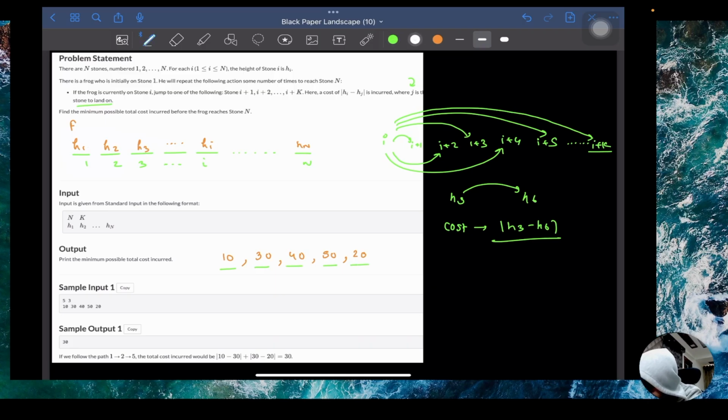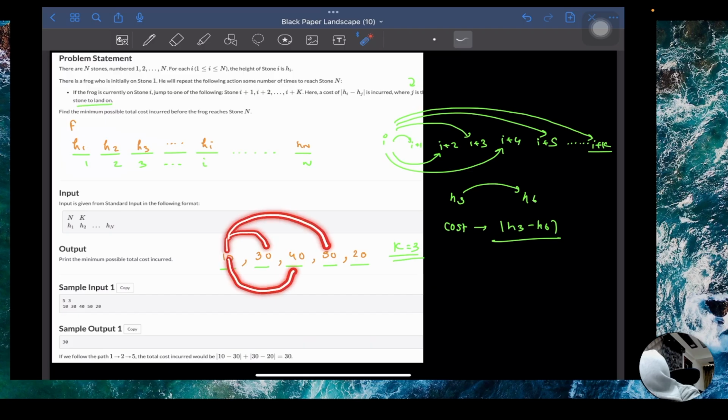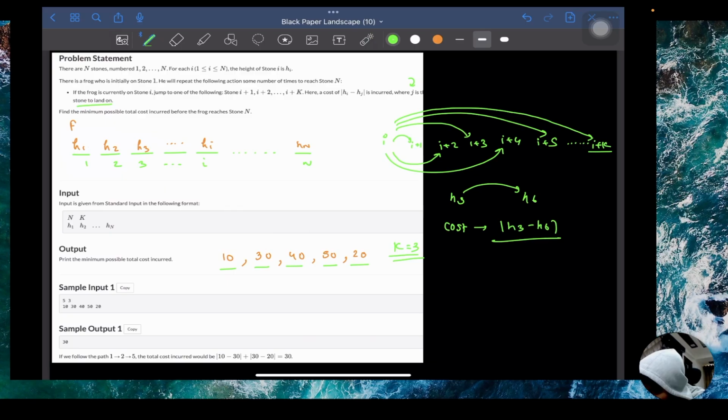The value of k is given as 3. That means at any point of time, from any ith stone, the frog can jump to i plus 1, or it can jump to i plus 2, or it can jump to i plus 3. Okay. So what they are suggesting is, let the frog jump from 1 to 2 and then directly from 2 to 5. If the frog jumps from 1 to 2, the total cost is going to be h1 minus h2 for coming from 1 to 2, and then from 2 to 5 if you go, the total cost is going to be h2 minus h5.